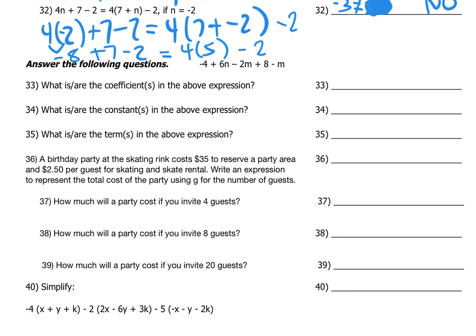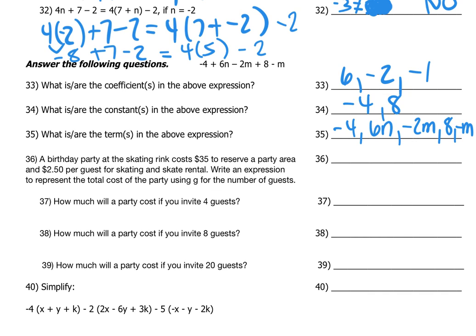And now for identifying the coefficients. Coefficients are the numbers that come before any letters in the expression. So the first coefficient is 6, the second one is negative 2, and the last one is negative 1 because there's a minus m there. The constants are the numbers without the variables, so negative 4 and 8. And number 35, the terms are just all of the terms. It doesn't say variable terms, so it just says terms in general. So we're just going to list out all of the terms.